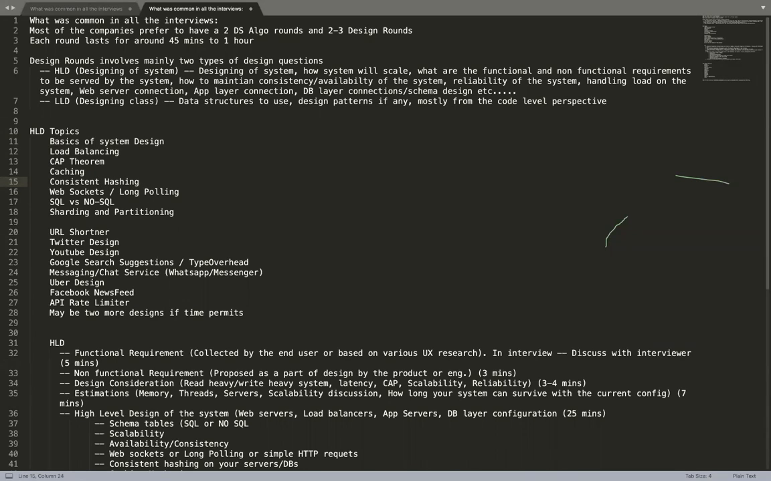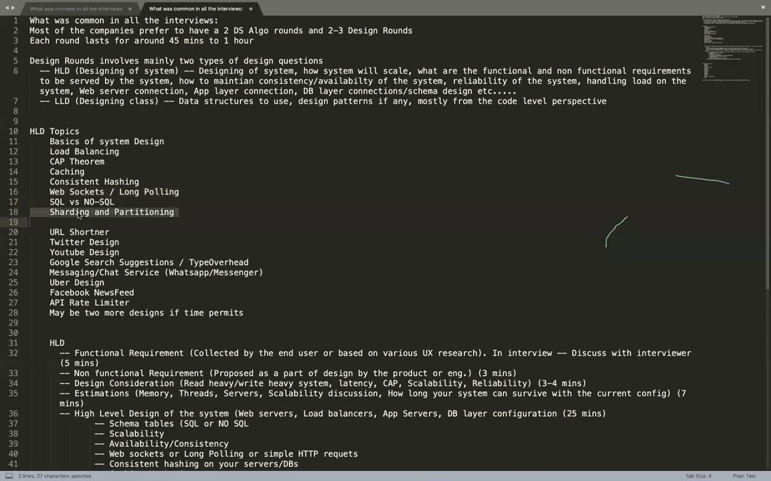How it is used at various places, how the queues are designed. We'll talk about all those things here. We'll talk about WebSockets, long polling, simple HTTP request response. We'll talk about SQL databases, NoSQL databases. What is sharding? What is partitioning? What is the difference between the two? Or what is the similarity between the two?